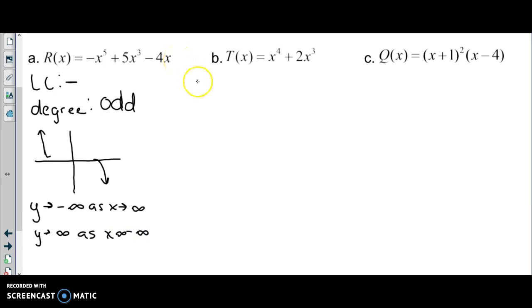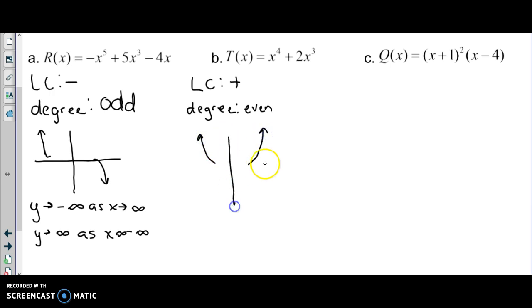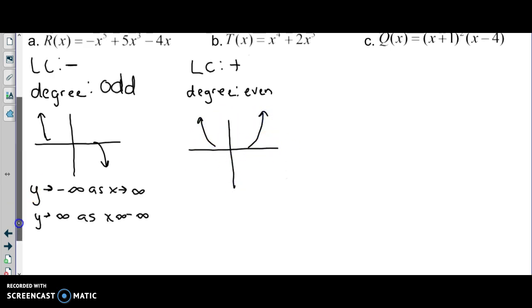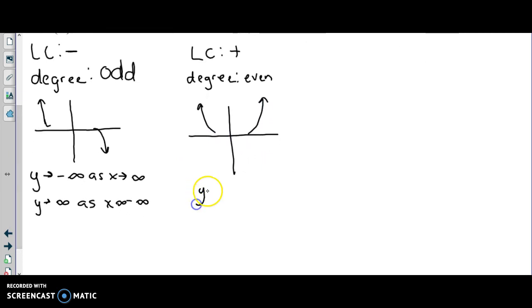So let's look at B. Again, first we're going to start off with the leading coefficient. It's going to be positive. Now when we look at the degree of this polynomial, it tells us that it's going to be an even number, and that is 4. That means our graph is going to move upward and upward, if you were to draw some type of equation. So I want to read this as y goes to infinity as x goes to negative infinity. It also means y goes to infinity as x goes to infinity.